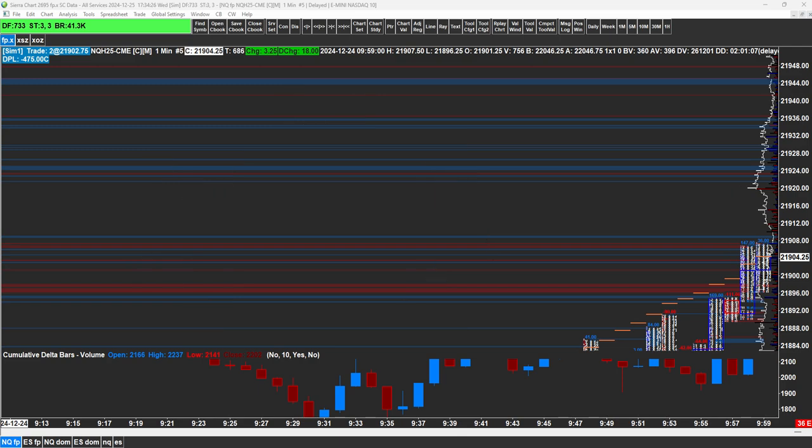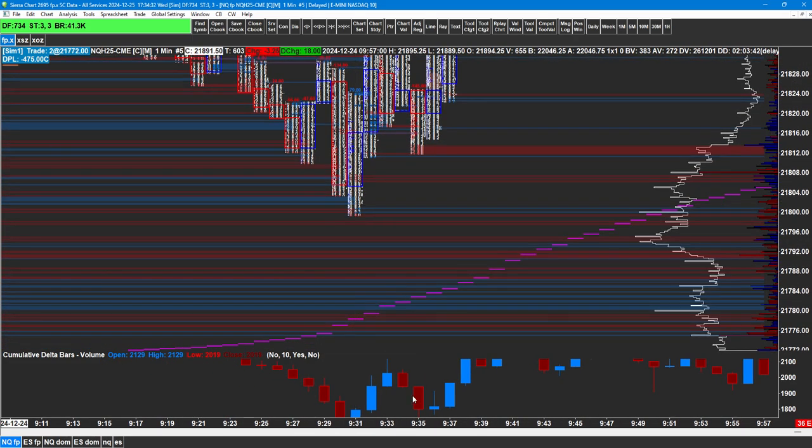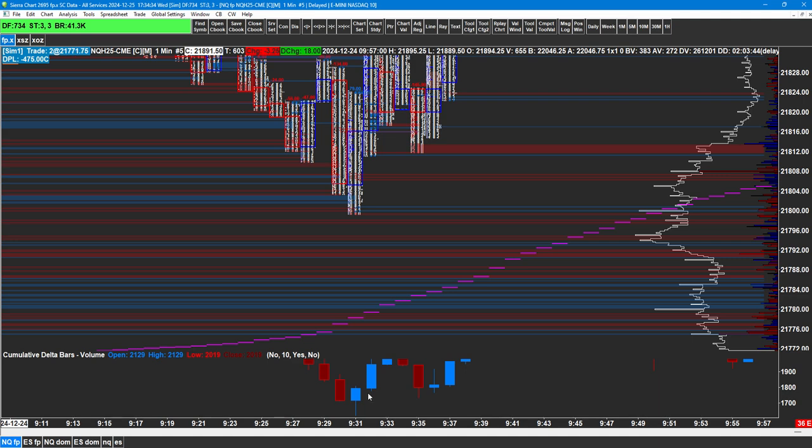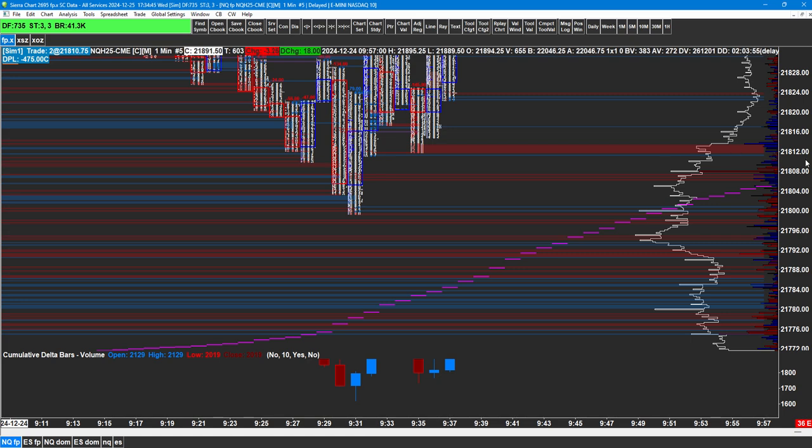So you're not going to be able to see every absorption with CVD, right? Like right here, down here we had absorption. You can't see it with the CVD, but I saw it because I took it. So with CVD, sometimes you're not going to see the absorption, but you're always going to see the exhaustion happening. You're not always going to see the absorption because you need a reference point. In exhaustion, you're going to have a reference point almost all the time.